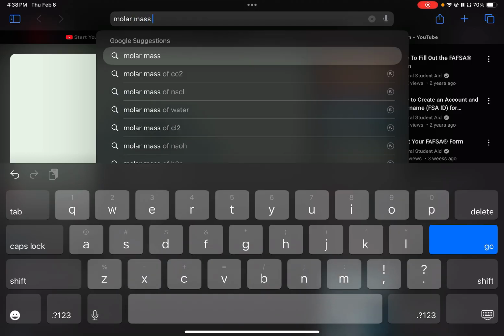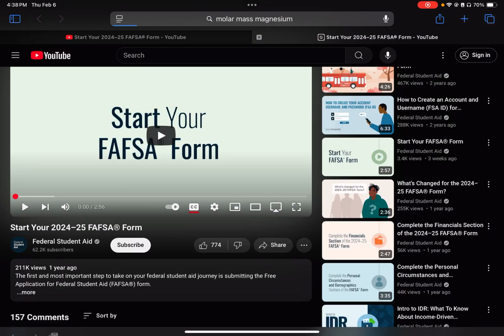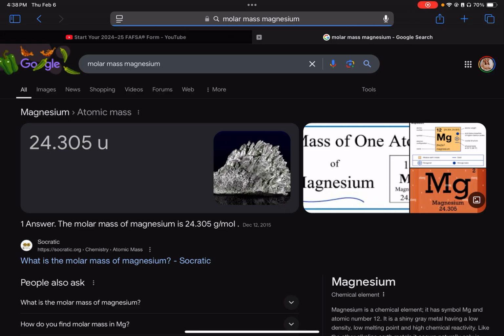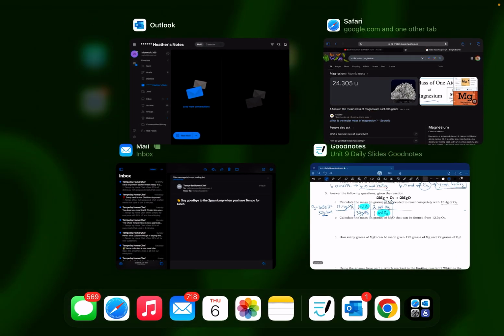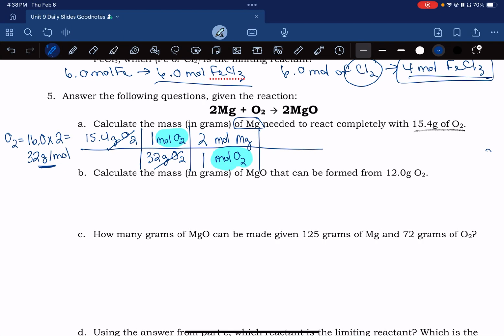Molar mass of magnesium. Our molar mass, I mean, 24.31, let's say. Okay, so 24.31 grams per 1, or nope, sorry, that is wrong. It is 24.31, but it goes up here, 24.31 grams.